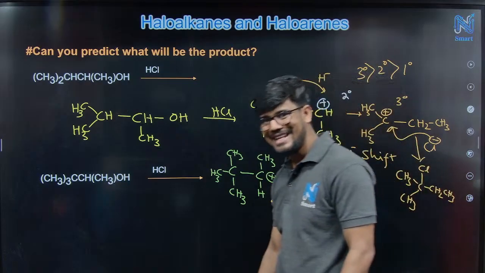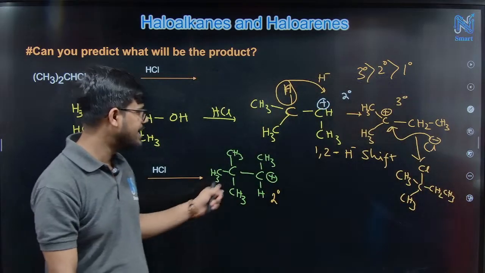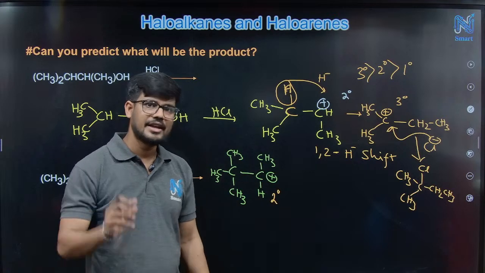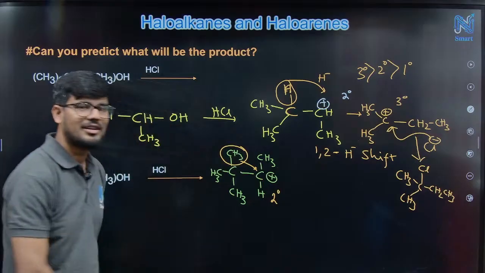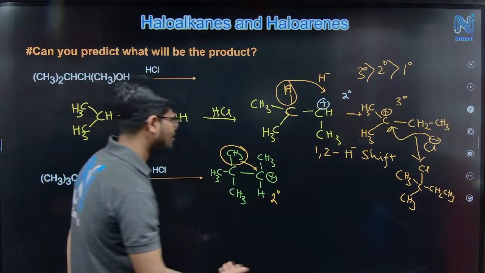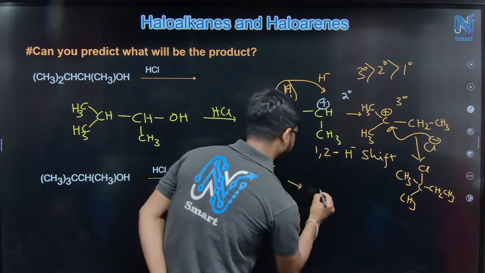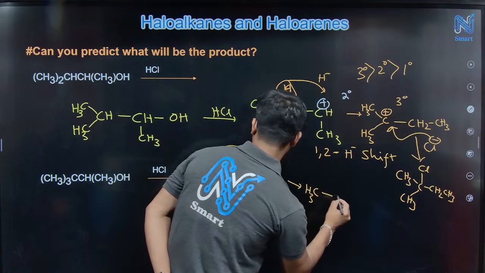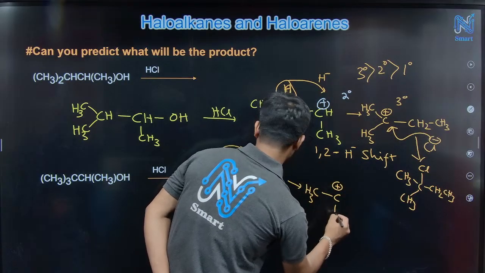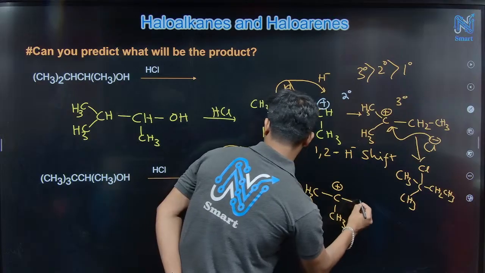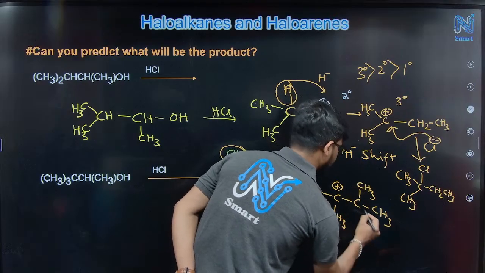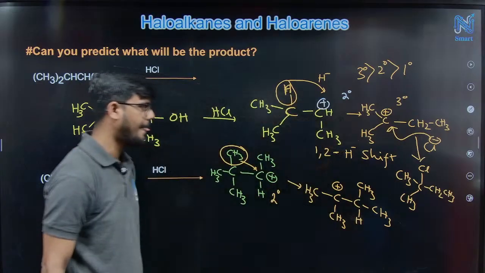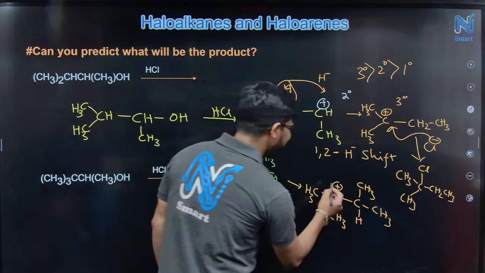Now is there any chance of converting this 2 degree into 3 degree? Yes. Just we have methyl, na? Methyl shift will happen here. So after this, what you will observe? CH3 bond C, positive charge will be here. CH3 bond C, CH3 and CH3, and here hydrogen. Correct?